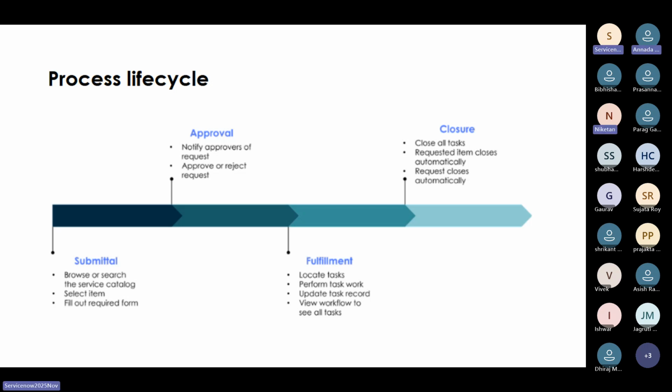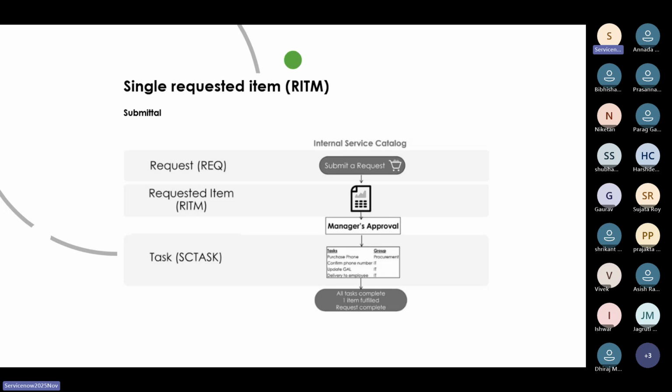Any other questions? See, when a request is raised and submitted, a request will be created, and an RITM will be created. If it has any approval, for example manager approval, then when the manager approves, an SC task will be created and assigned to the group. We assign it to the fulfillment group who is responsible to fulfill the task for you. Once he fulfills the task, he will close the task, and then this RITM and request will be closed automatically. If the RITM has multiple tasks, then all those tasks should be closed, and only then will the RITM and request be closed.